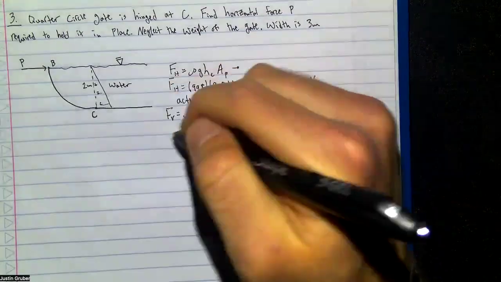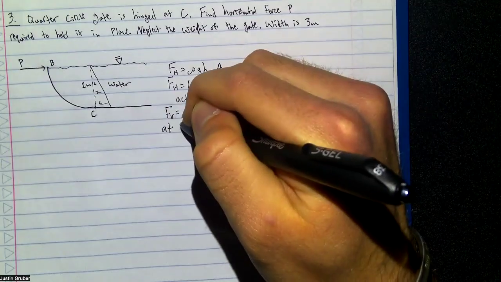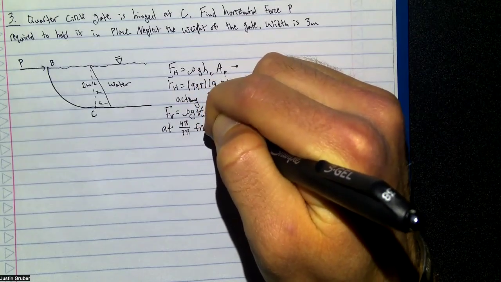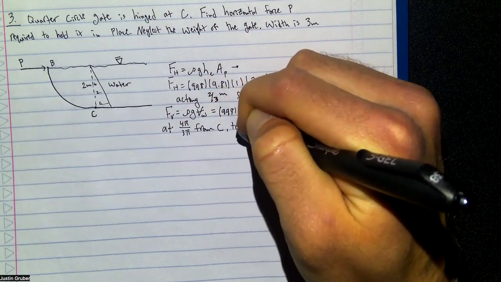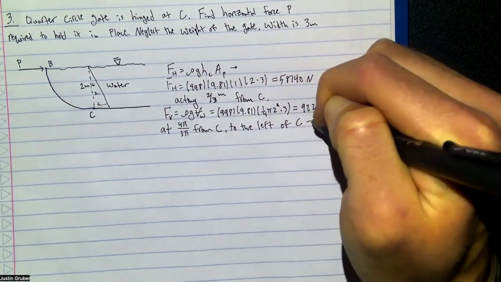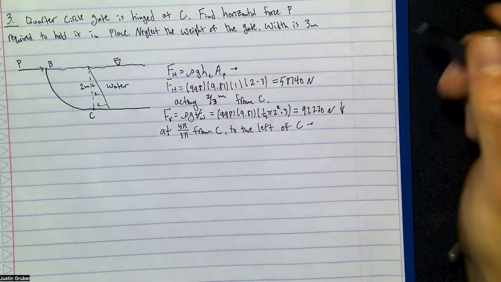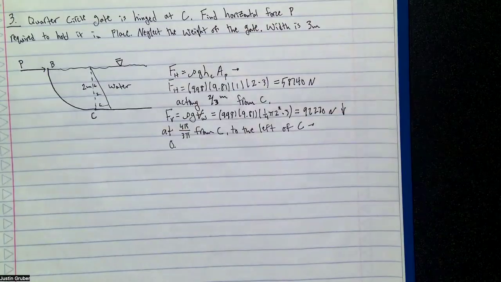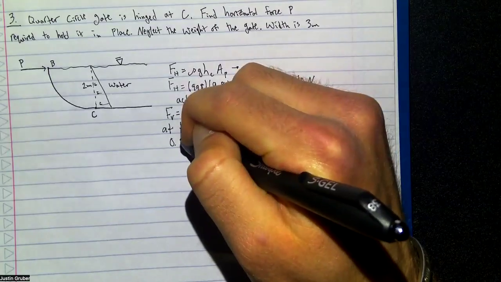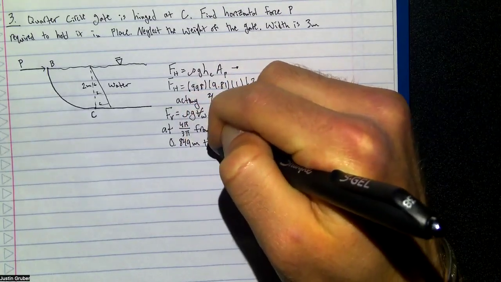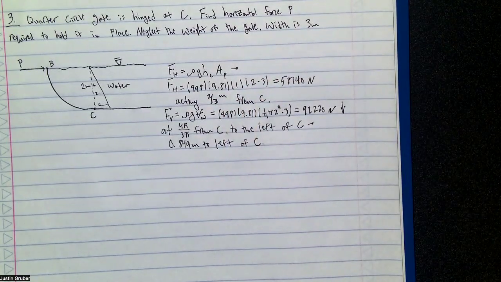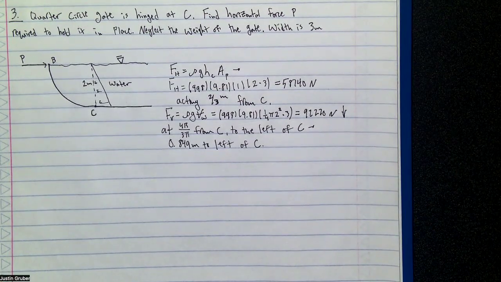That's downward, and it acts 4r over 3 pi from C to the left. Plug this in. It'll be 0.849 meters. Okay, so now we're ready. Take the sum of moments about point C, solve for P.